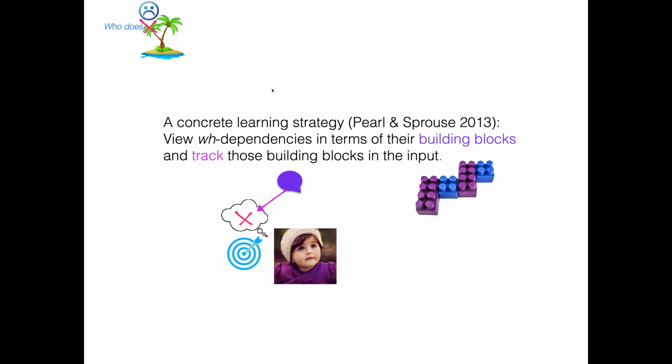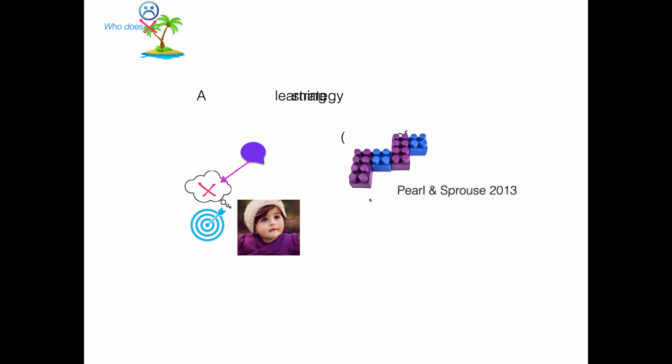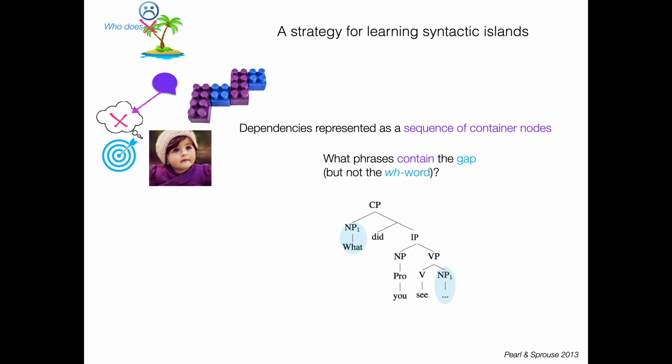So this is the concrete learning strategy that Pearl and Sprouse 2013 came up with. Want to view WH dependencies in terms of their building blocks, right? And track those building blocks in the input. That's the relevant part of the input. So let's be more precise about what this looks like.